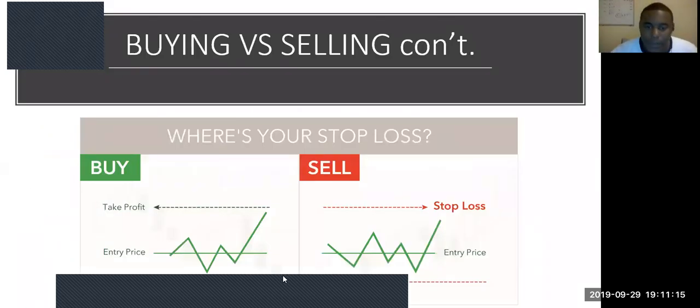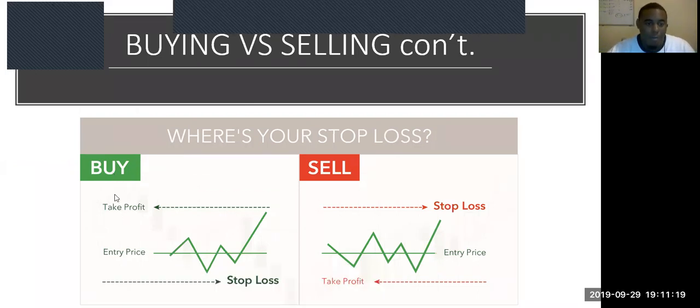So this is a quick example of how it should look when you're done. In a buy, take profit is above, stop loss is below. Add for your take profit, subtract for your stop loss in a buy. And in a sell, you want to add for your stop loss and subtract for your take profit. Sell is down, buy is up.